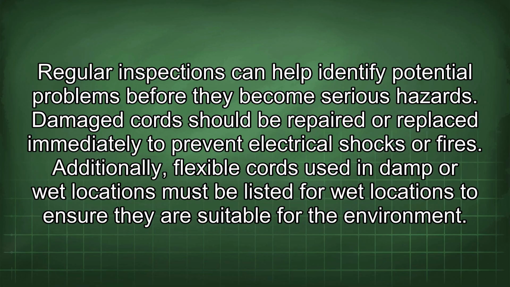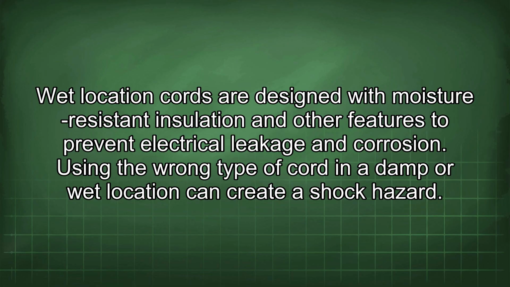Additionally, flexible cords used in damp or wet locations must be listed for wet locations to ensure they are suitable for the environment. Wet location cords are designed with moisture-resistant insulation and other features to prevent electrical leakage and corrosion. Using the wrong type of cord in a damp or wet location can create a shock hazard.